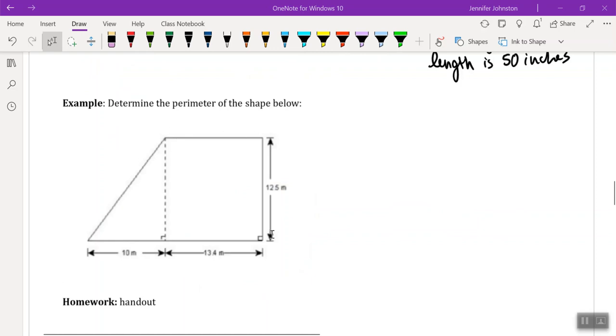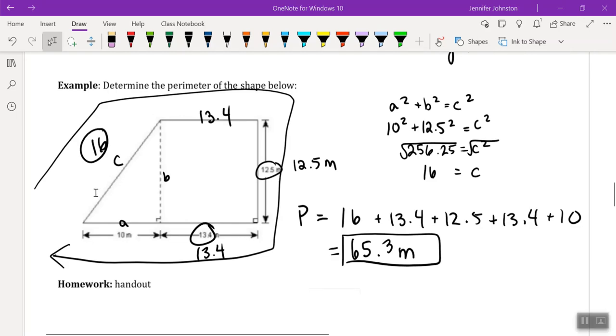Go ahead and try to figure out the perimeter and I'll give the answer. So pause the video and let students try this out. So here this says 12.5 meters. This is 13.4, and we're trying to find everything on the outside. We did a squared plus b squared equals c squared in order to find this hypotenuse here. So we get 10 squared plus the 12.5 squared to get your hypotenuse of 16. Then add all the sides to get 65.3.